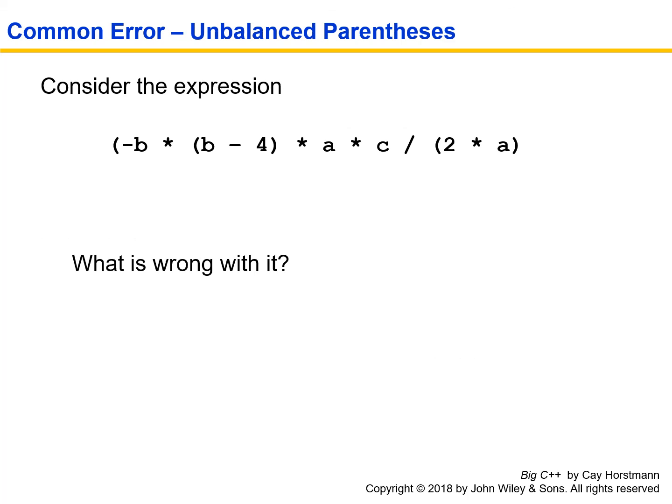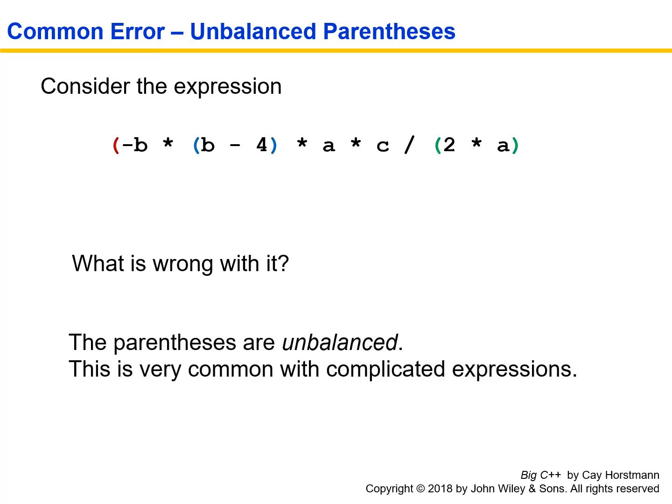Consider this expression. Can you figure out what's wrong with it? Well, the parentheses are what we call unbalanced. There's a blue pair there, there's a green pair there, and there's a red one that's not matched. And we can't tell whether that red one was intended to go around the numerator of the expression or maybe around the entire fraction as it's written there.